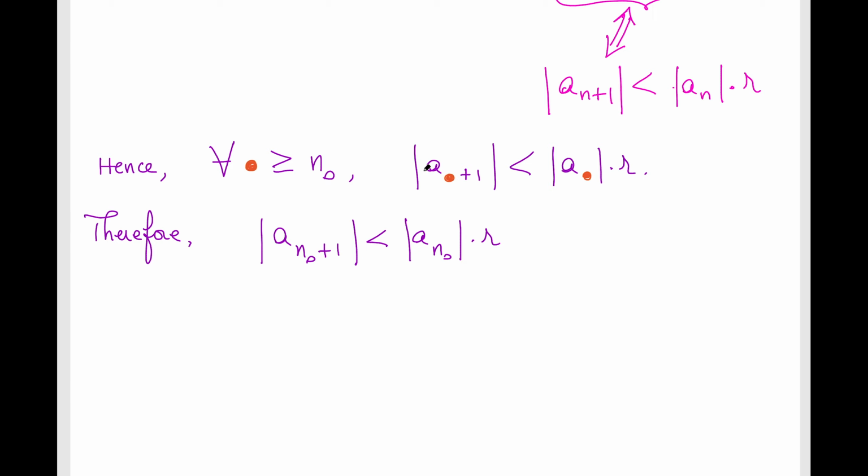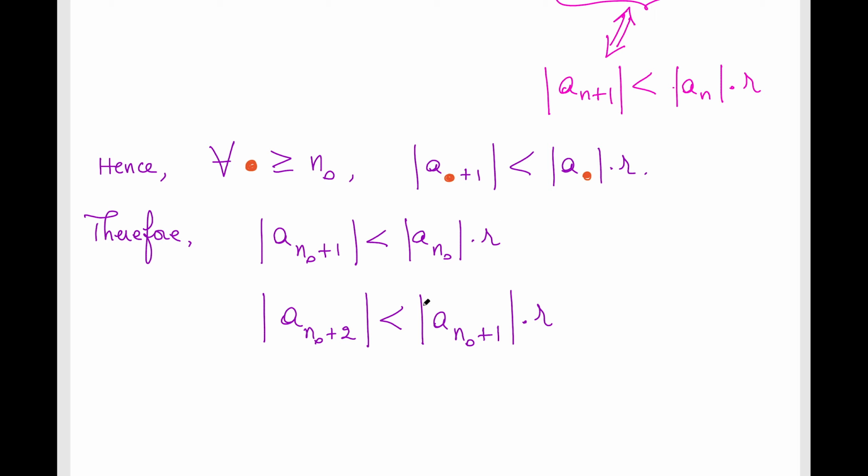This becomes the absolute value of a sub our choice of the bullet, which was n naught plus 1. So the bullet is n naught plus 1 plus another 1, so we get n naught plus 2, less than the absolute value of a sub the choice of the bullet that we have now, which is n naught plus 1, times r. Agree with that? Okay. But now, do you see this inequality? A n naught plus 1 in absolute value is smaller than this entity.